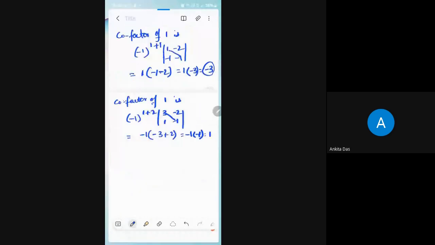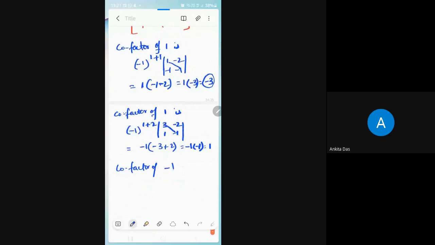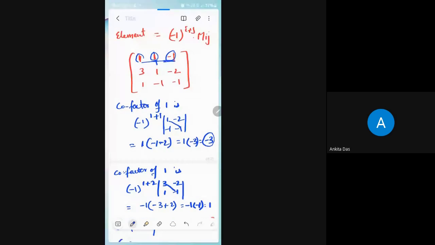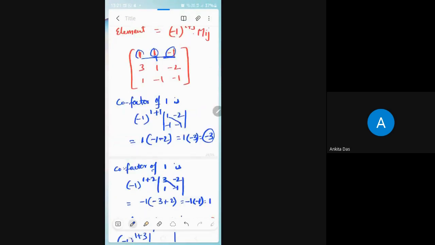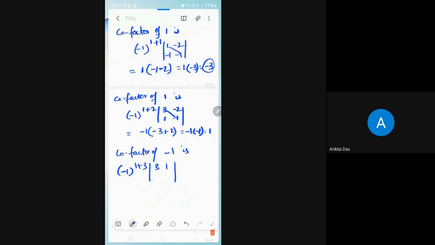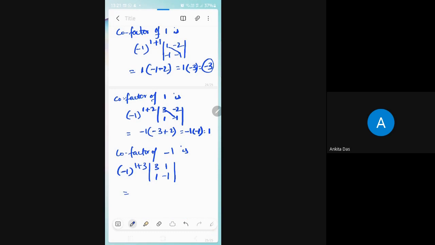Now cofactor of the third element. Cofactor of the third element into the third element is minus 1. So minus 1 to the power of 1 plus 3, since the element is in the first row and third column. Then the determinant of the matrix left after removing the first row and third column: 3 1, 1 minus 1. So minus 1 to the power of 1 plus 3 into AD minus BC: 3 into minus 1 minus 3, minus 1 into 1, that means 1 into minus 4. So you will get minus 4.